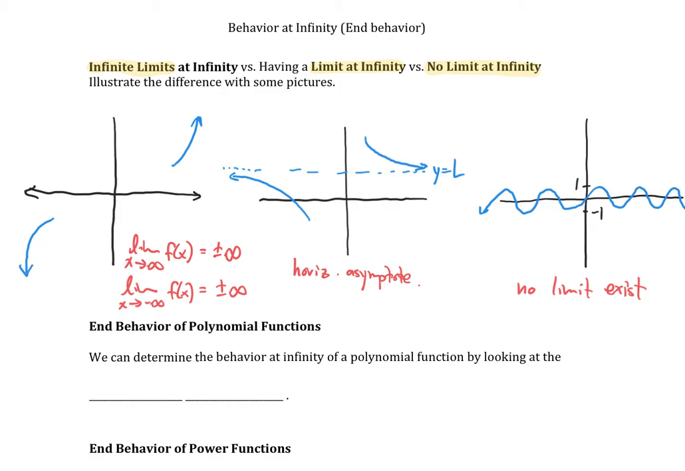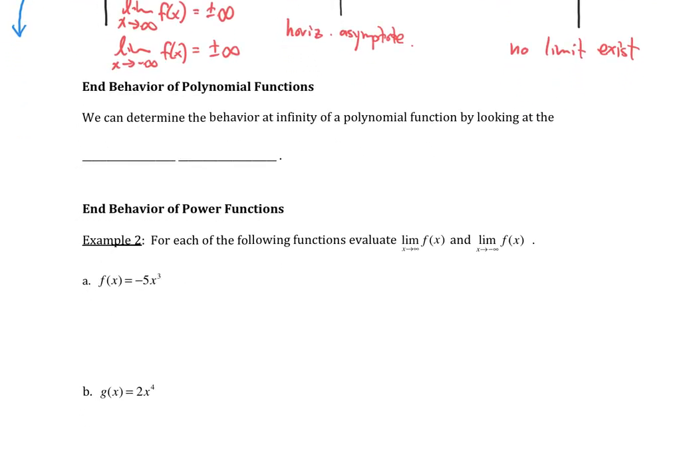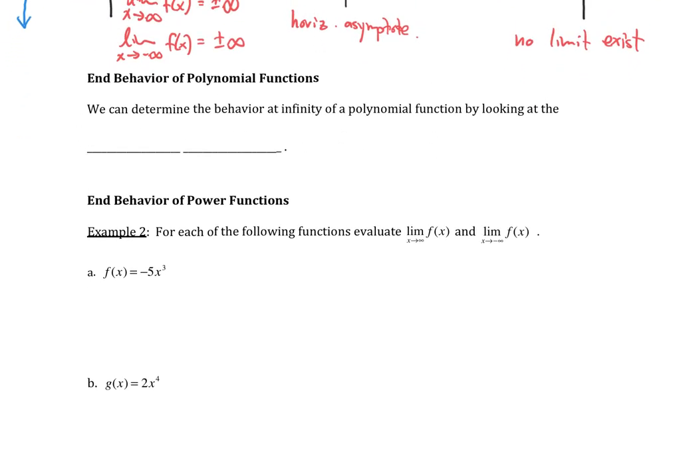What I want to do next is focus on the end behavior of polynomial functions. So when we're looking at polynomial functions, we can really determine the end behavior, or the behavior at infinity, of a polynomial function by looking at the leading term. The leading term, you could also think of this as the highest power.